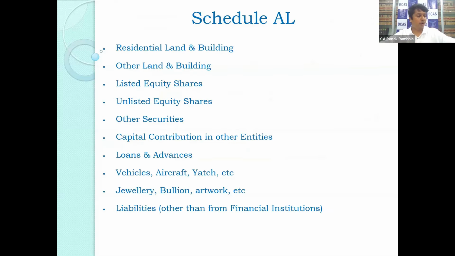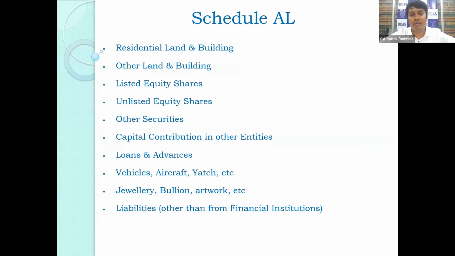So some of the important schedules over here which we would like to discuss is the schedule AL, which is mentioned in the ITR 6. Here you have to mention details of the residential land and building, and other land and building. You have to mention the particulars, the date, the cost, the address, and the purpose for which such asset is used by the company.